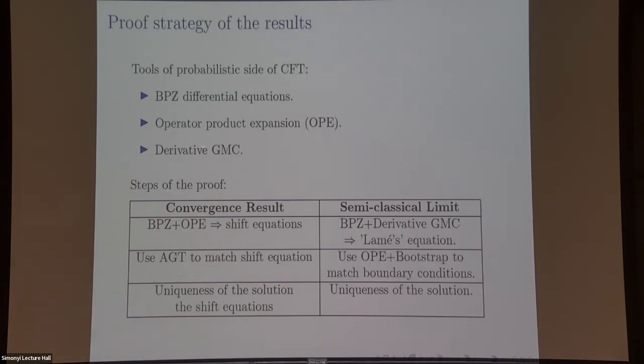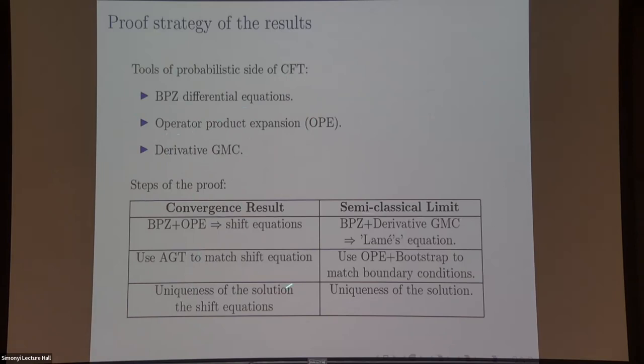The second thing is the operator product expansion. If BPZ is a differential equation, you can think of the operator product expansion as giving some sort of boundary condition for the differential equation. And there is the third component, derivative GMC. This has mainly been used for studying the semi-classical limit. It won't show up in this convergence result.